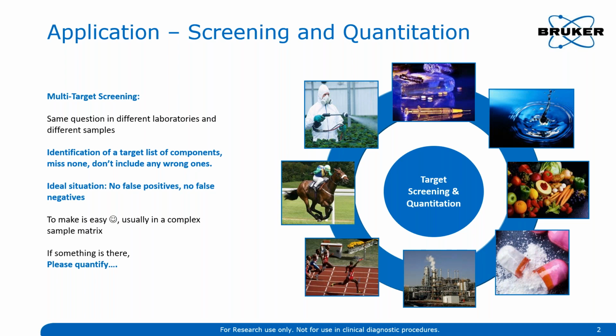The key questions are always the same, though. We have to identify and confirm the presence of target compounds, and if we find something, we would like to know how much. Obviously, we want our answers to be bulletproof, with no false positives and no false negatives, even in complex sample matrices. And on top of that, we want the whole workflow to be fast and simple.